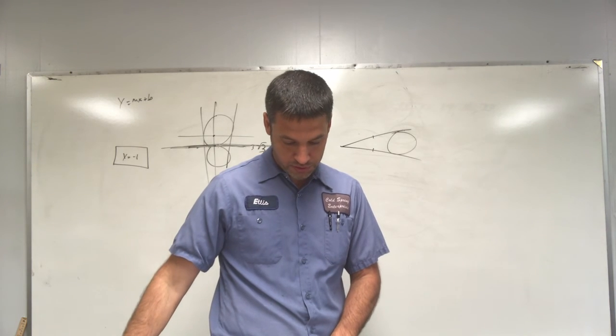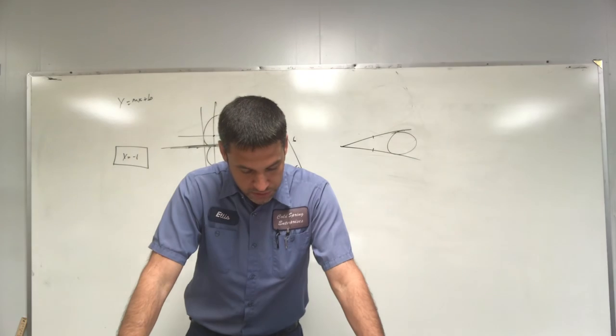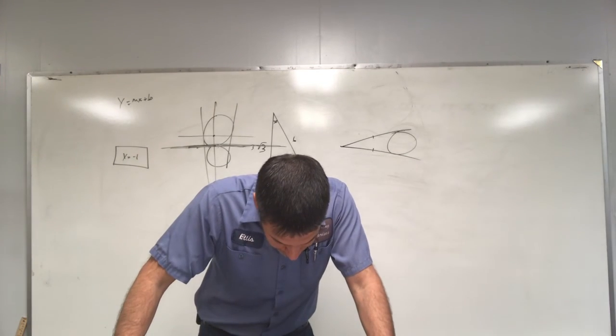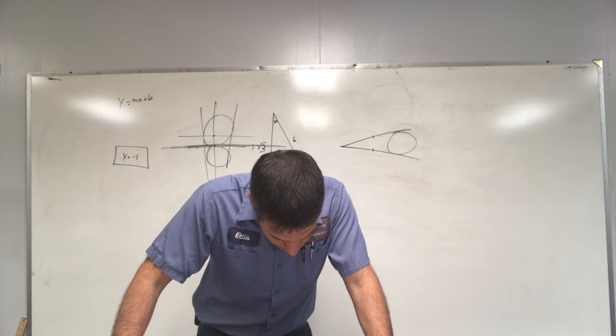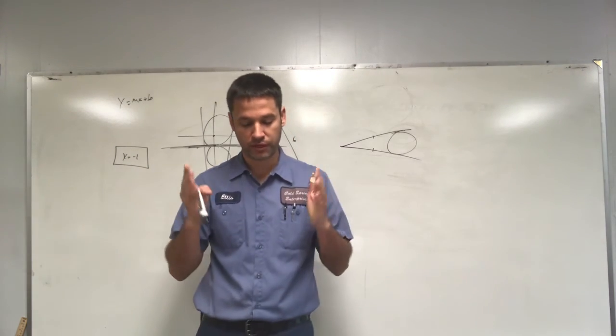Number 16 is the same as 11, basically. Determine the point of tangency and the equation of the tangent line. This time they're outside. So the point of tangency, it appears like it is at x equals 4, 1, 2, 3, 4, and y is -1. So the point of tangency is 4, -1.